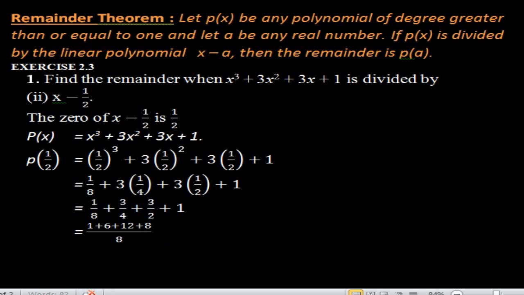So finally, what is the last step? When we add everything, it becomes 27 divided by 8. So our remainder is 27 by 8. Therefore the remainder is 27 by 8.